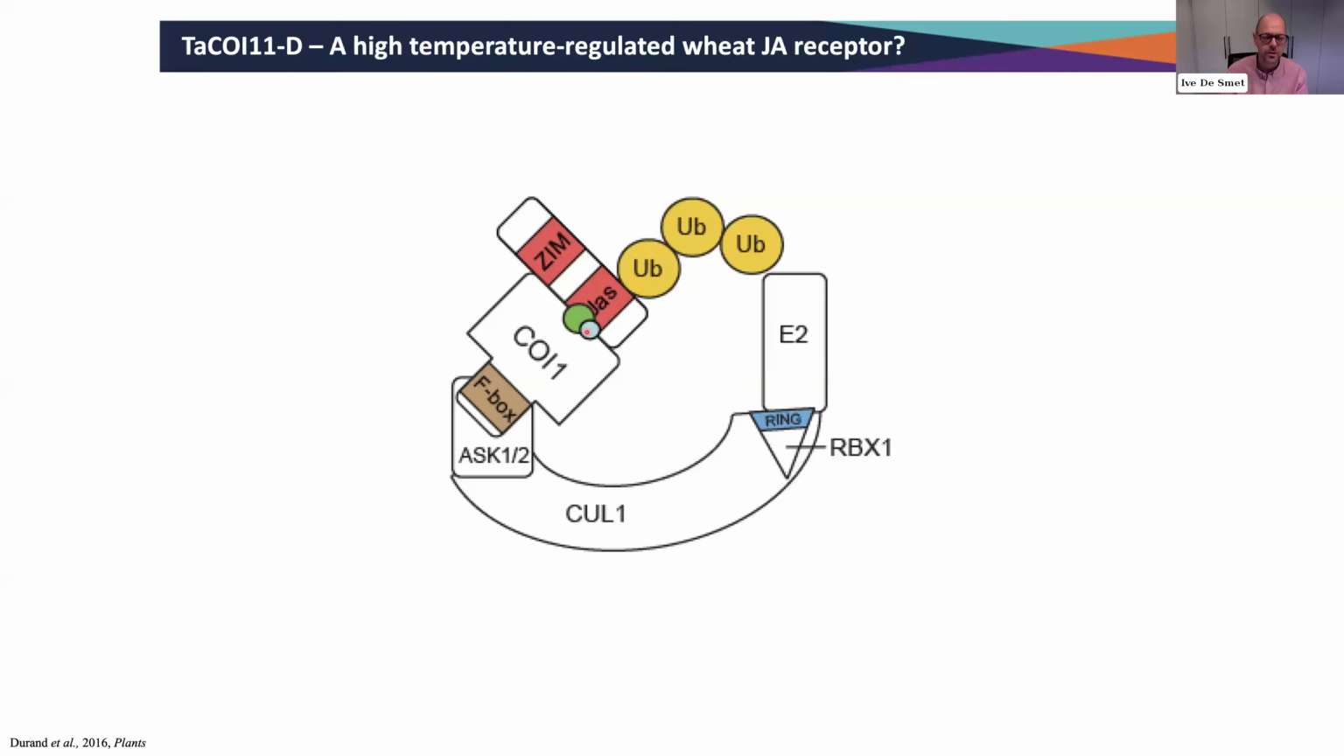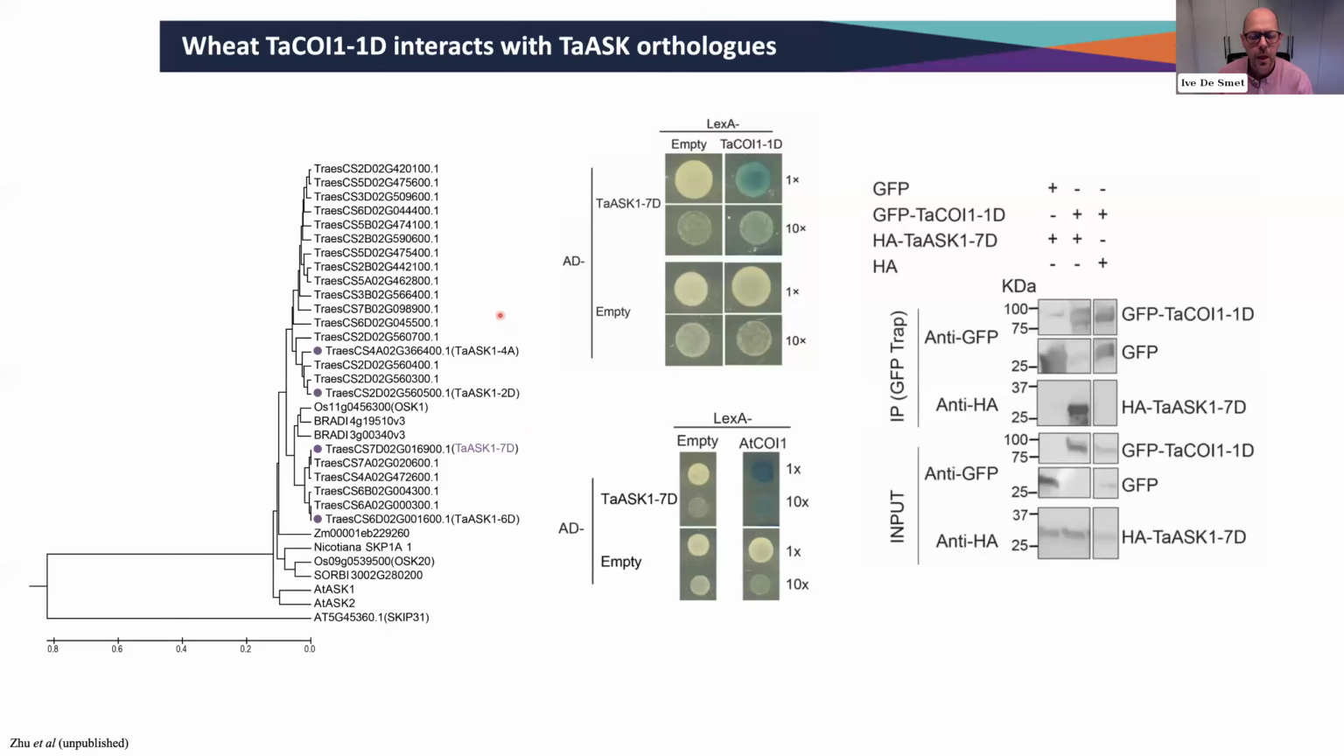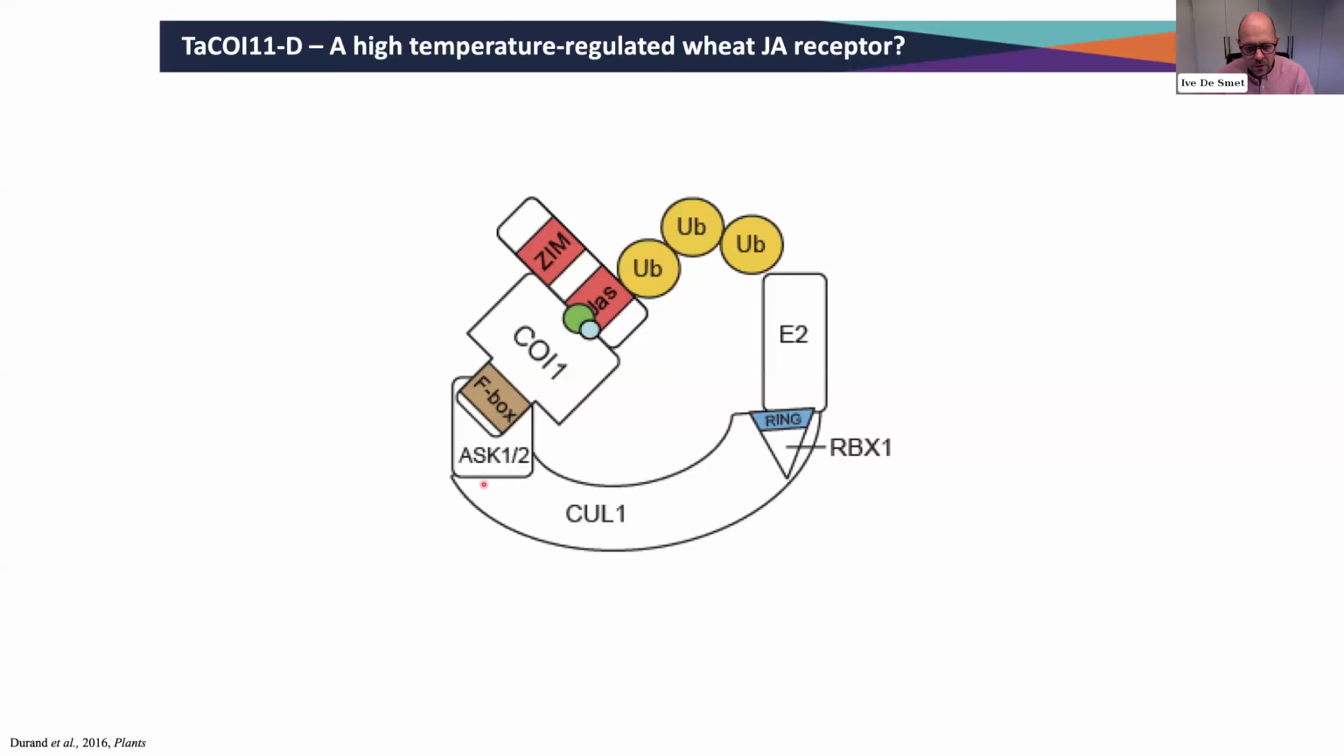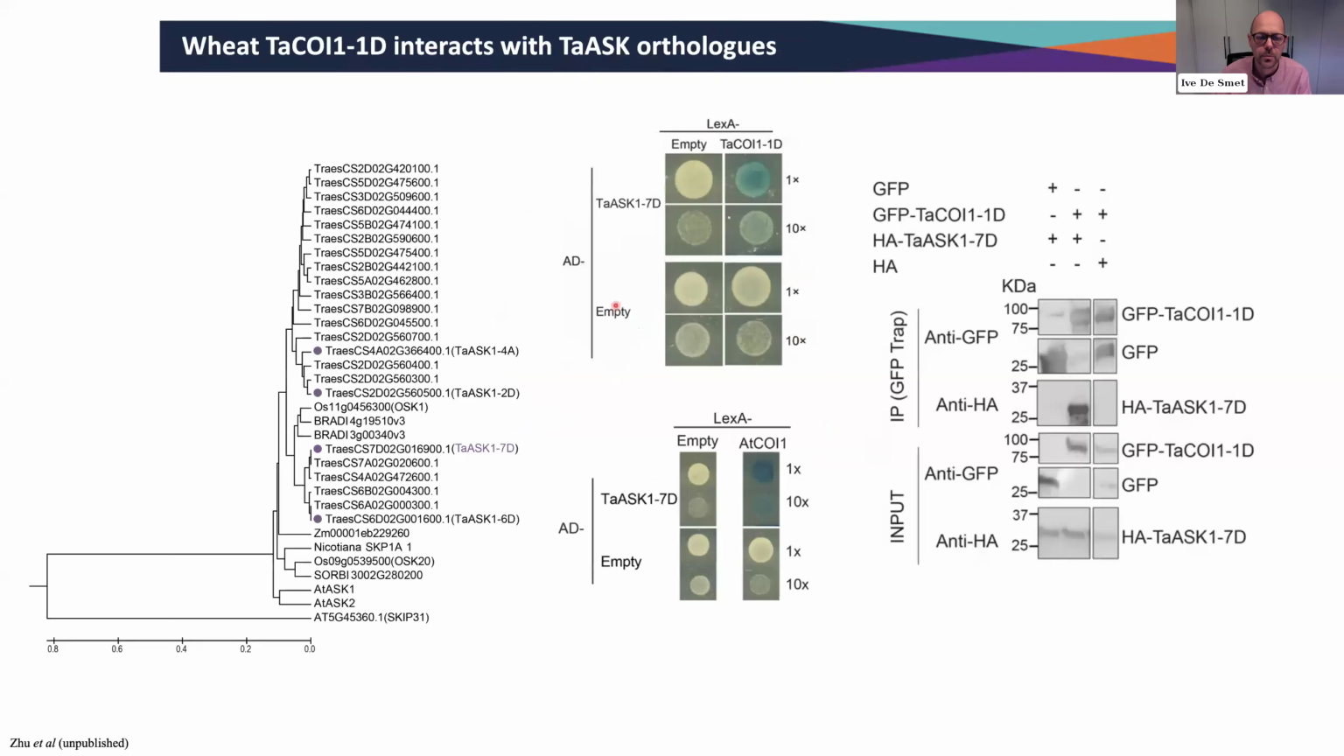So we first assessed to what extent this COI1 protein truly encodes a functional jasmonate receptor. In order to do that, as you notice here, there are a number of interactions that we can test: on the one hand, the interaction with the ASK1-2, or the interaction with the JAZ proteins. And then we can further probe the degradation of these JAZ proteins.